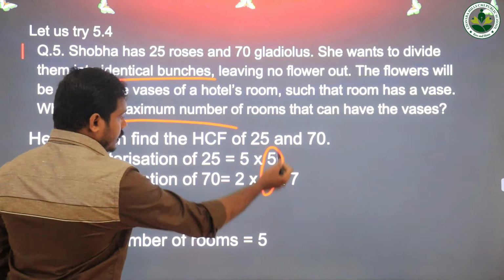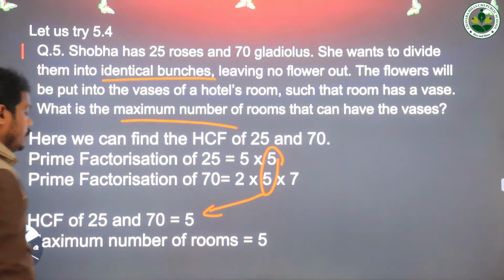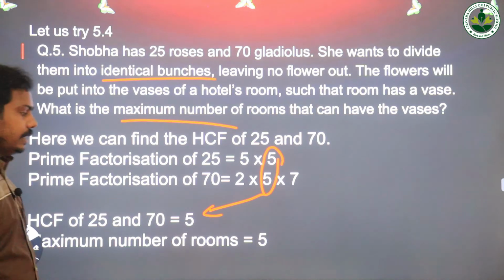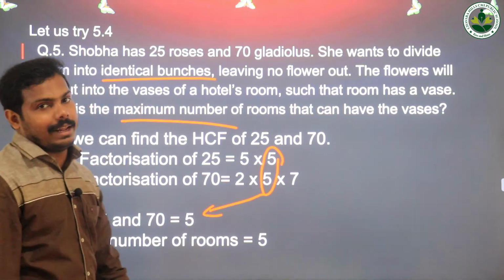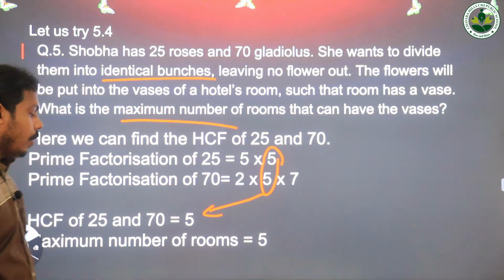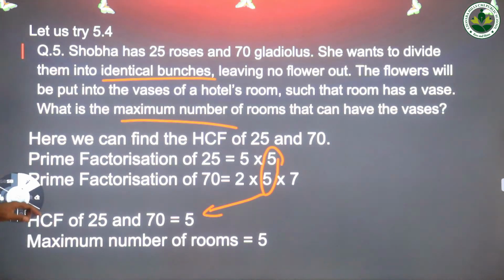Here, take this as a pair, and we take one from that. So we got the HCF of 75 and 70, which is 5. Other numbers are not taken. So the maximum number of rooms is equal to 5.